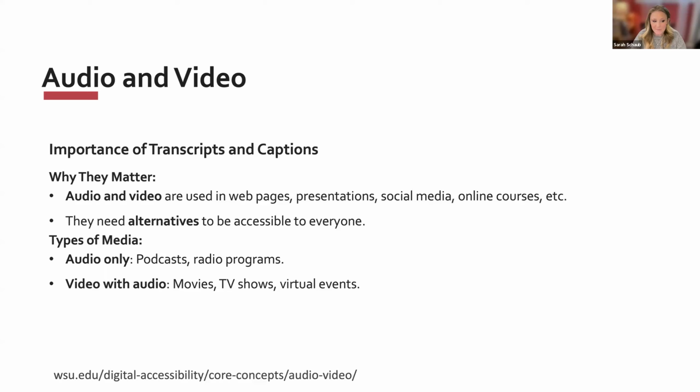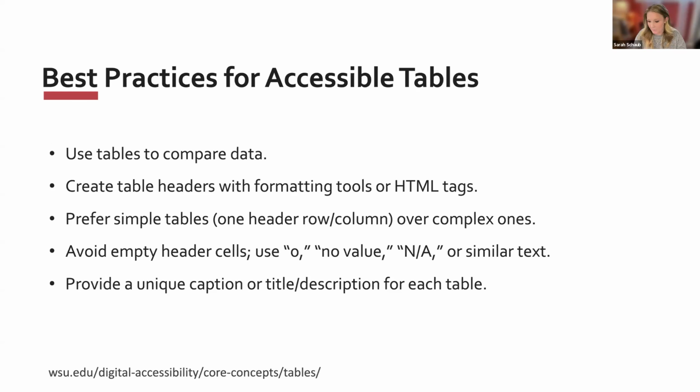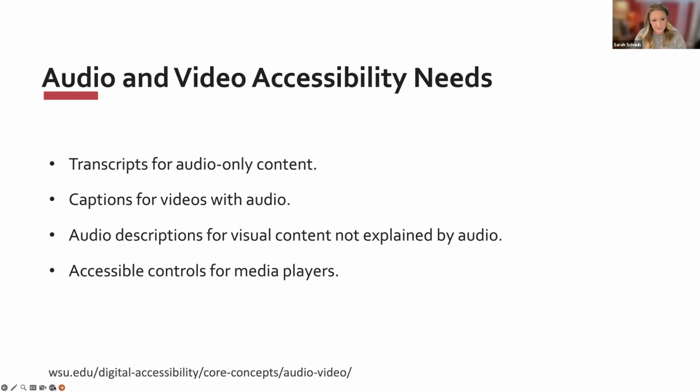So there's different types of media. There's audio only, like a podcast or radio program. Those need to have transcripts available to users who may not be able to hear the audio. Video with audio is another example, or just video only is also another example. Audio and video accessibility needs.